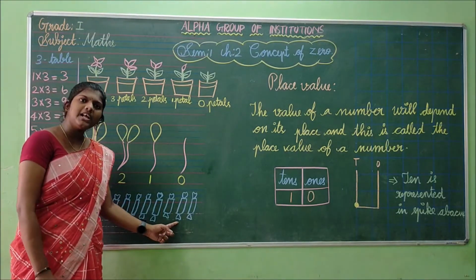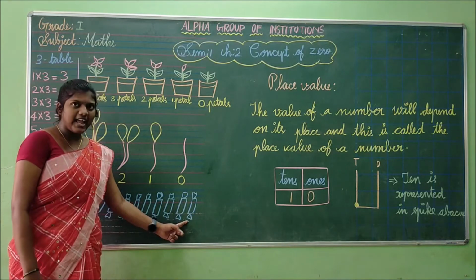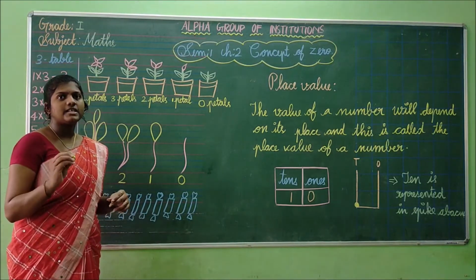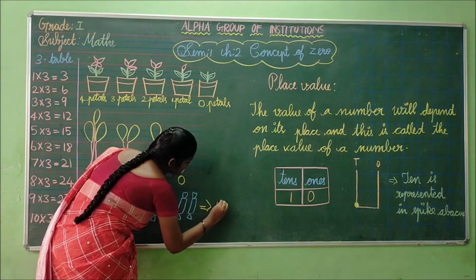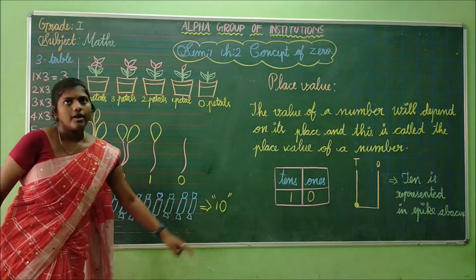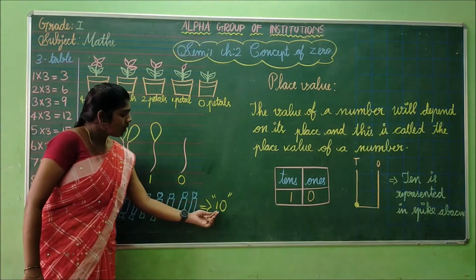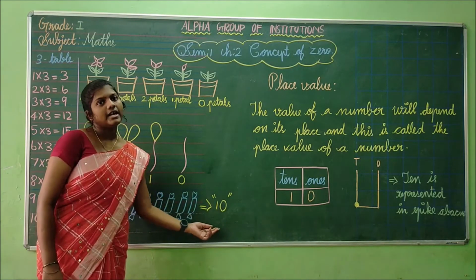After 9, what will come, children? Yes, we will get 10. So 10 is represented as 1, 0. This is 10. How will we represent it? 1 and 0. So this is represented as 10.